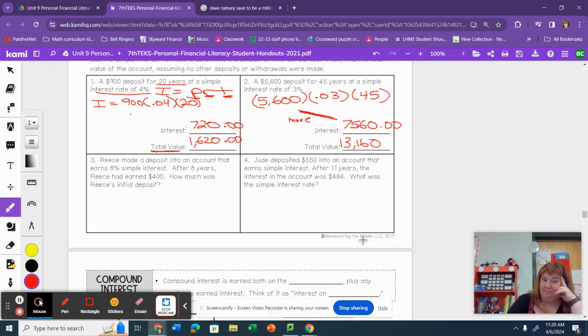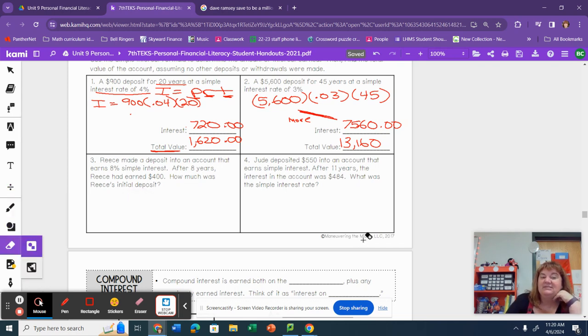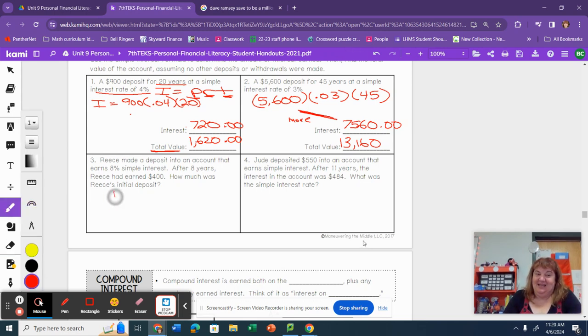First, set up the problem. So that's 400 because, oh, wait. No, wait. This is a sneaky one. Let's go over this again. Reese made a deposit into her account that earns 8%. I'm not going to have you do this one on your own.